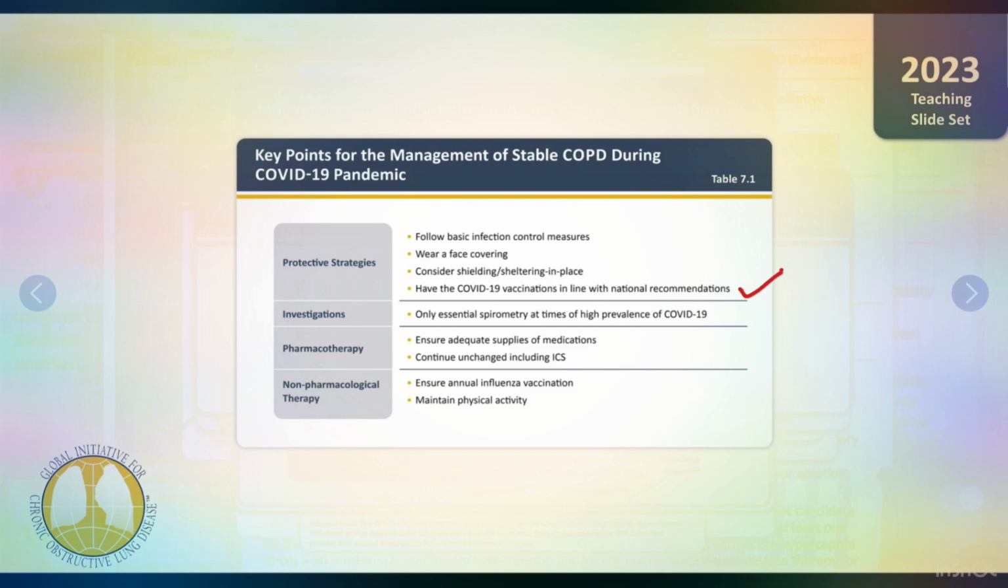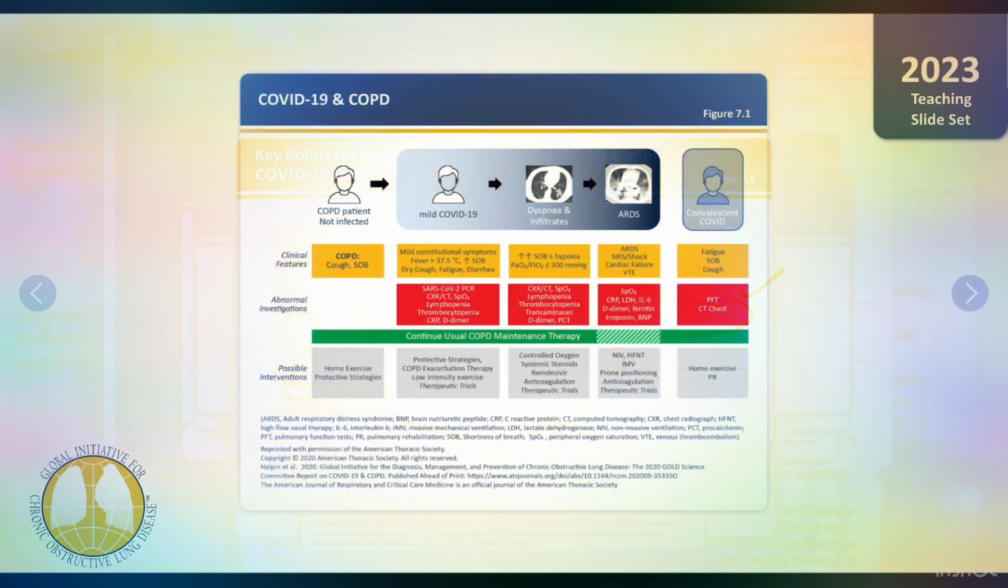Then they are talking about how, if there is high prevalence of COVID-19 in that area, then we should not do spirometry, and spirometry is suggested only in essential cases. Then pharmacotherapy: ensure an adequate supply of medication, and continue ICS unchanged. For non-pharmacological treatment, they say we should ensure annual influenza vaccination and maintain physical activity.